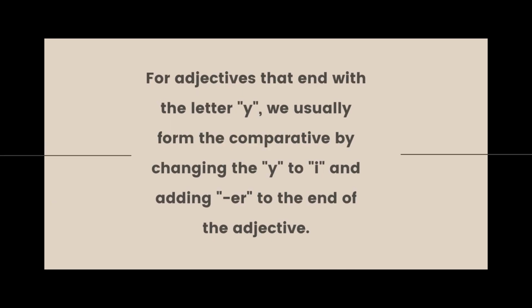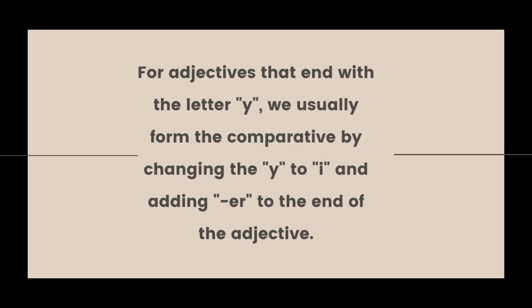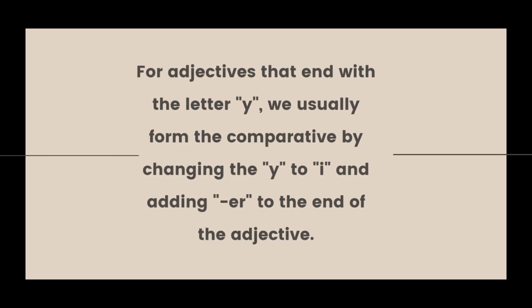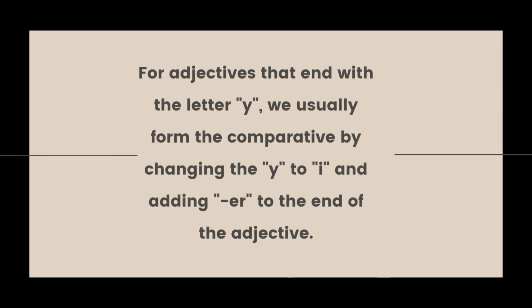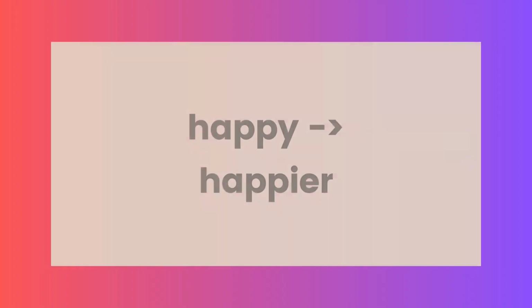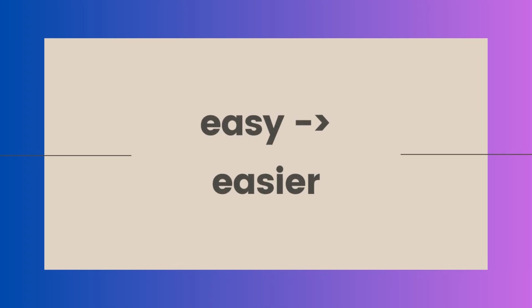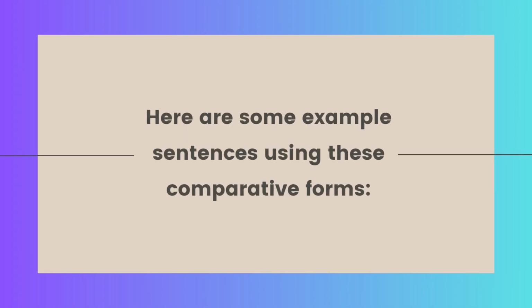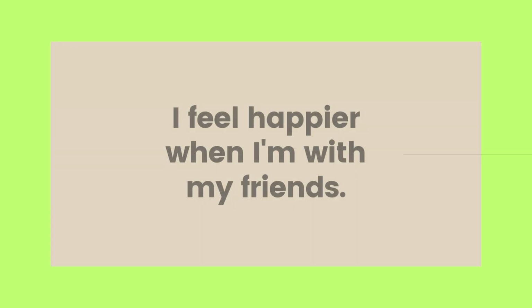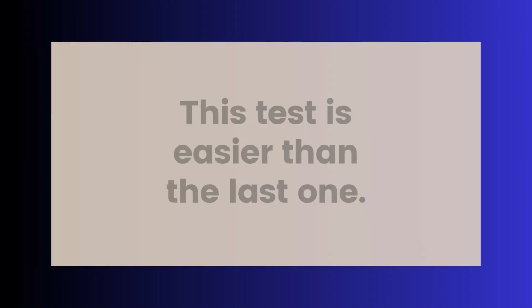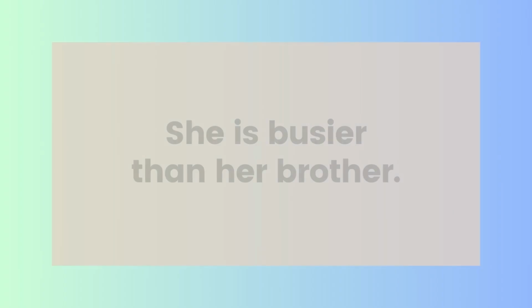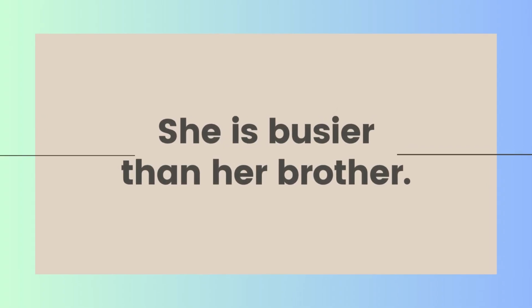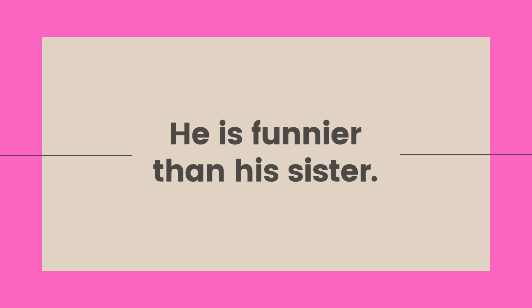For adjectives that end with the letter Y, we usually form the comparative by changing the Y to I and adding er to the end of the adjective. Here are some examples. Happy, happier. Easy, easier. Busy, busier. Funny, funnier. Here are some example sentences using these comparative forms. I feel happier when I'm with my friends. This test is easier than the last one. She is busier than her brother. He is funnier than his sister.